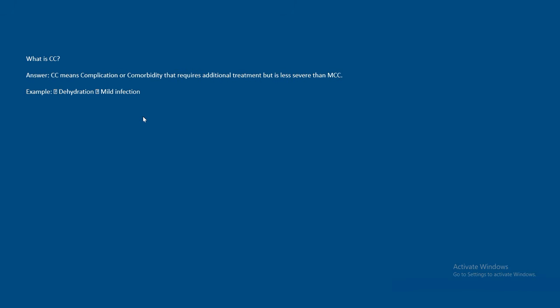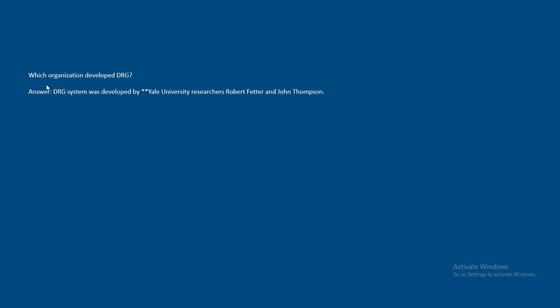Next, what is CC? Like MCC, we have CC also. CC means complication or comorbidity that requires additional treatment but is less severe than MCC. What are the most common examples for CC? Dehydration and mild infection. These are CC conditions, not MCCs. What is the next one? Which organization developed DRG? Initially, DRG was developed by Yale University researchers Robert Fetter and Robert Thompson.